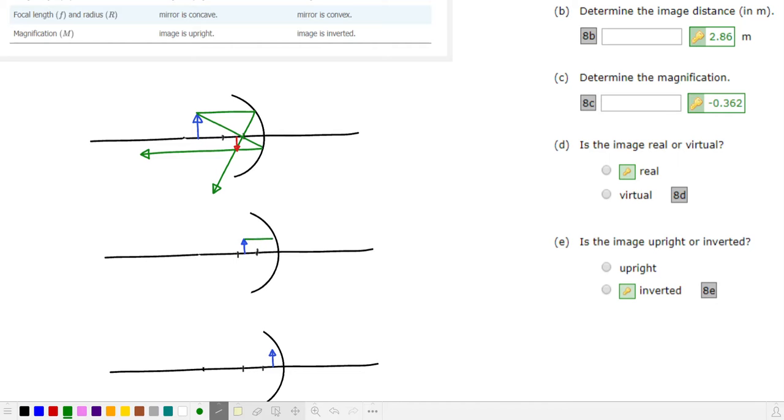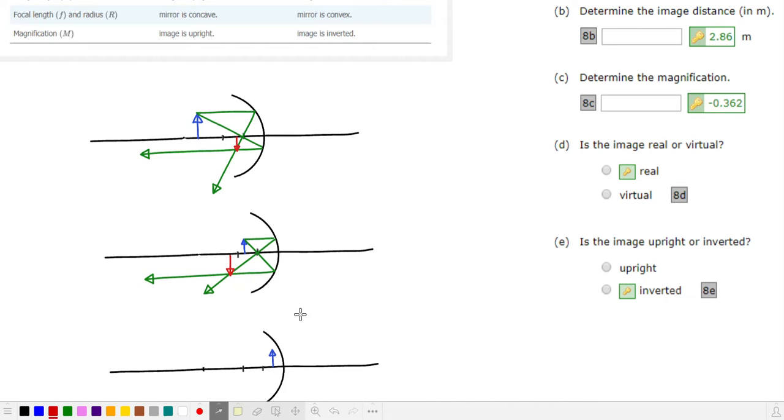Now if I'm inside of the center of curvature but outside of the focal length, do parallel in, focal point out. My second line, parallel in, focal point in, parallel out. Now it's still real, it's still inverted, but the image is bigger than the object.